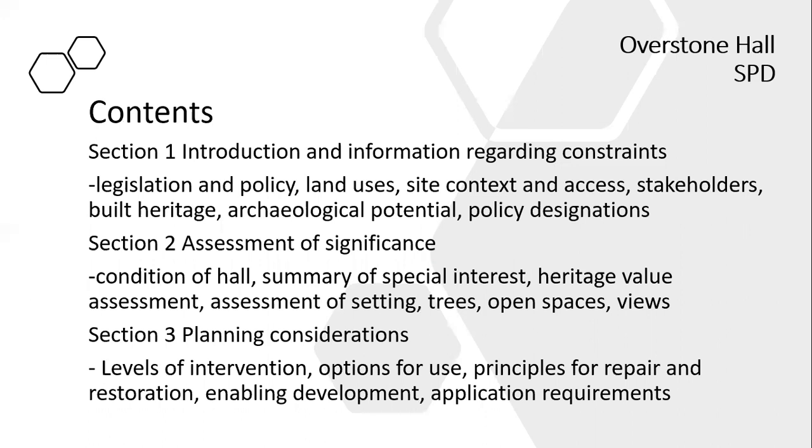Section 1 sets out the introduction to the document and the building. This includes the location and context, both in physical terms and in relation to legislation and policy context. Land uses and access are discussed, as well as stakeholders and other constraints which need to be taken into account, such as built heritage, archaeological potential, and other local policy designations.